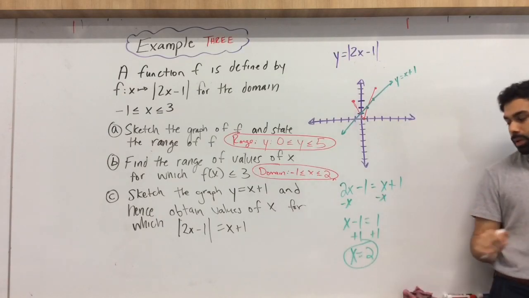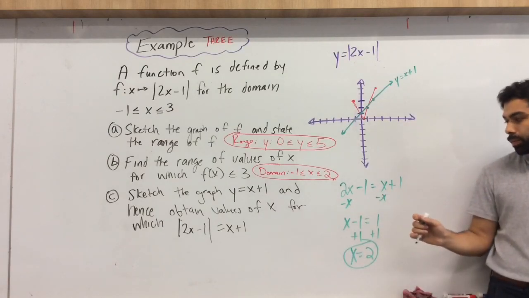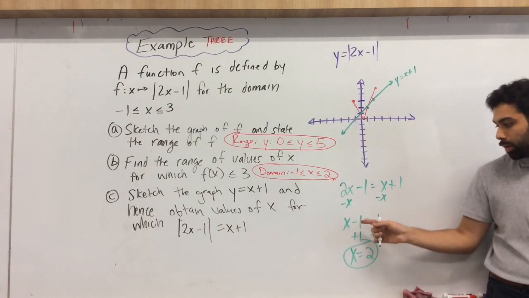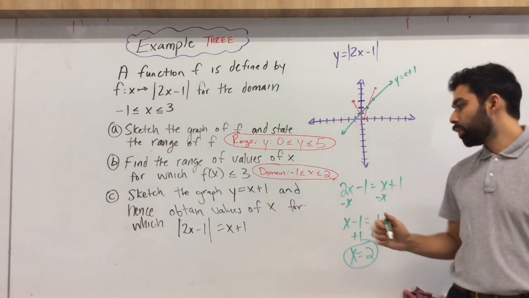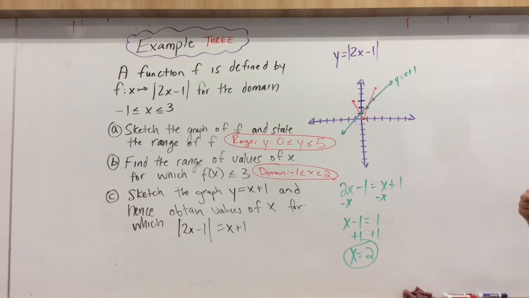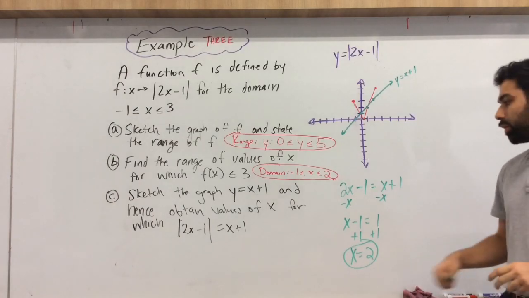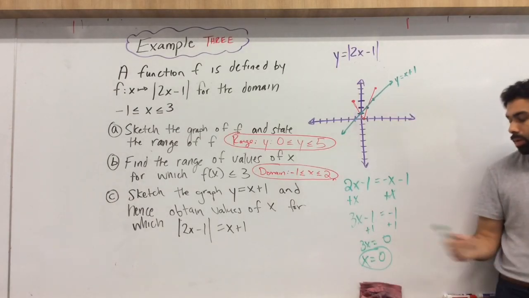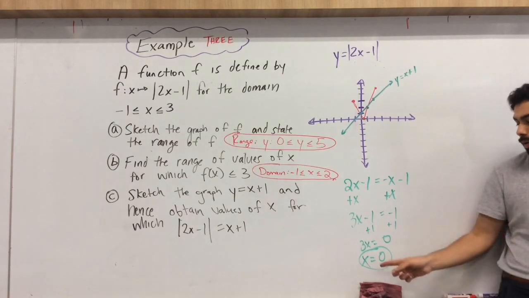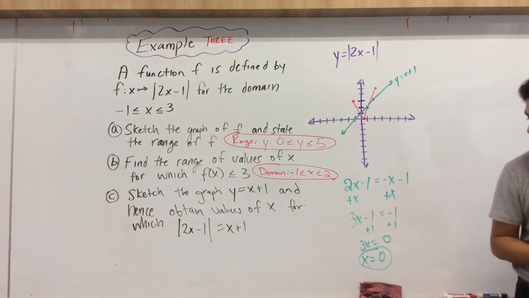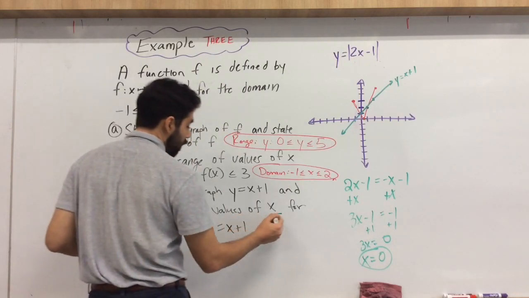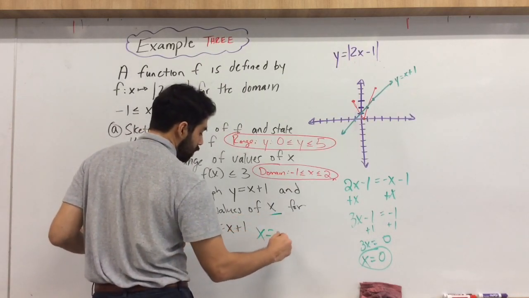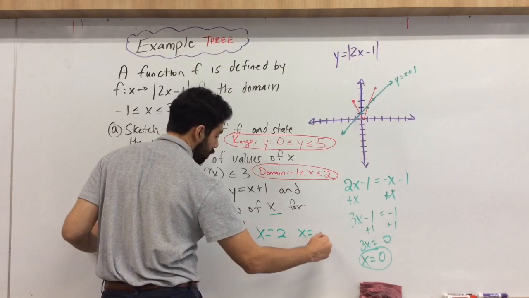So this is your first scenario. I simplified, and what is the x value? Your x value ends up being 2. When we solve for the other scenario, we end up getting x is equal to 0. So your x values are x is equal to 2 and x is equal to 0.